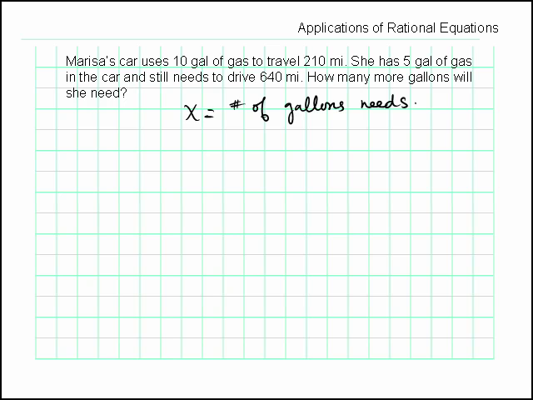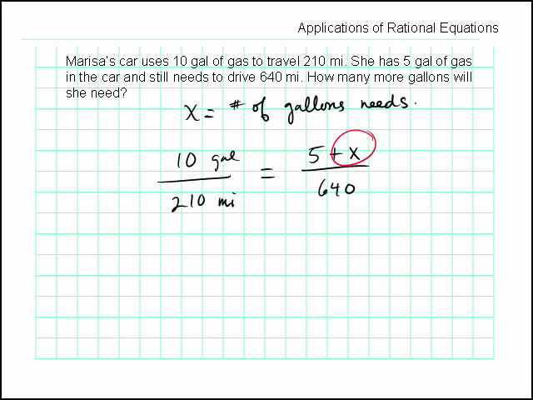Now 10 gallons of gas gives her 210 miles, so that's going to be one of the fractions. 10 gallons is over 210 miles. You could leave the gallons and the miles out, but sometimes it helps. That should be the same as some gallons over miles again. So how many gallons do we have now? She has 5 gallons in the tank still, and we want to know how many more gallons, so plus x. So we're adding in how many more gallons to those 5 gallons that she has, and we need that to get us 640 miles. So we got to put a 640 there.